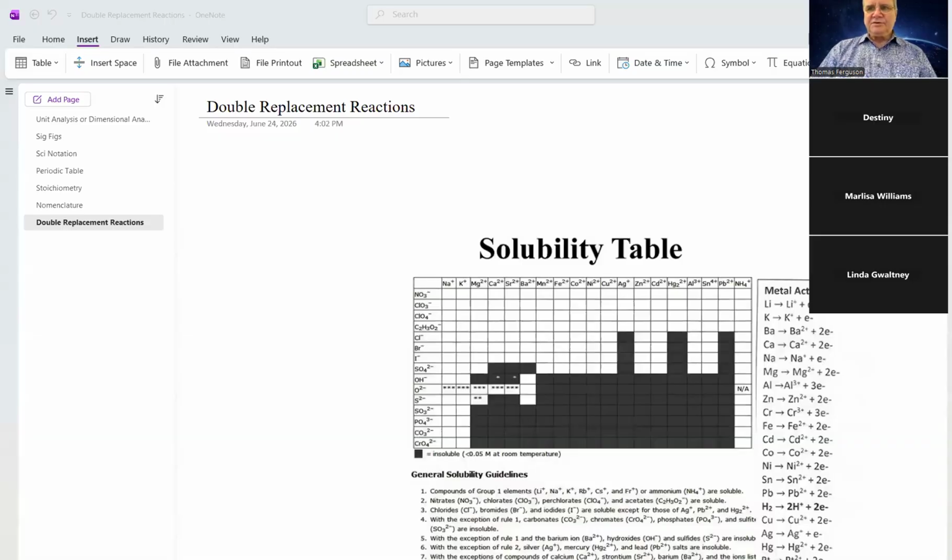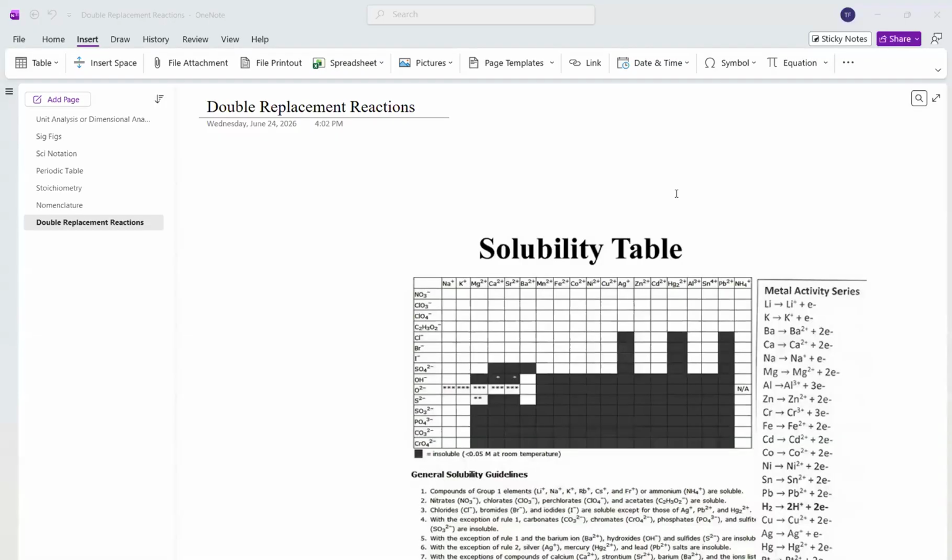Okay, there are two types of ionic reactions. One is called single replacement, the other is called double replacement. I'm going to cover double first because most people get that one better than the other one. Might as well cover the easy one, not easy, but a more clear process than the other one.